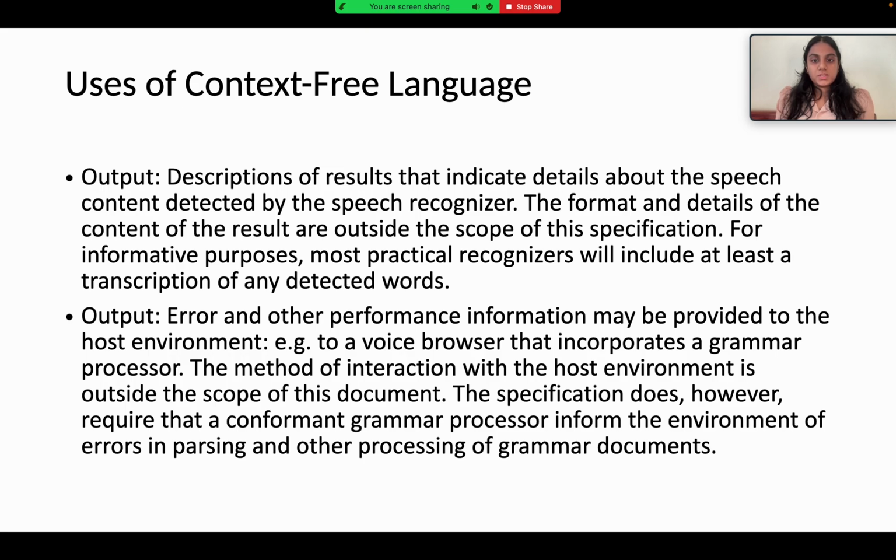For informative purposes, most practical recognizers will include at least a transcription of any detected words. Output, error and other performance information may be provided to the host environment. Example, to a voice browser that incorporates a grammar processor. The method of interaction with the host environment is outside the scope of this document. The specification does, however, require that a conformant grammar processor inform the environment of errors in parsing and other processing of grammar documents.